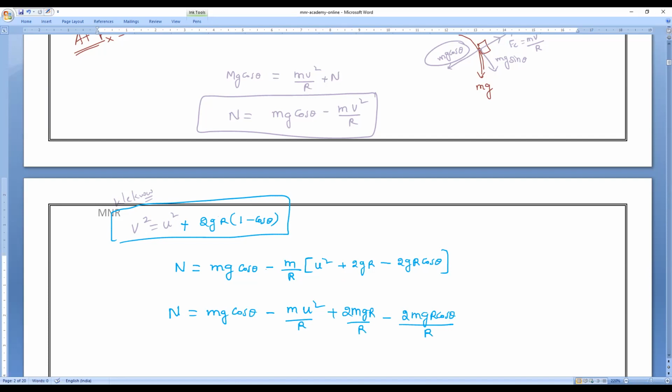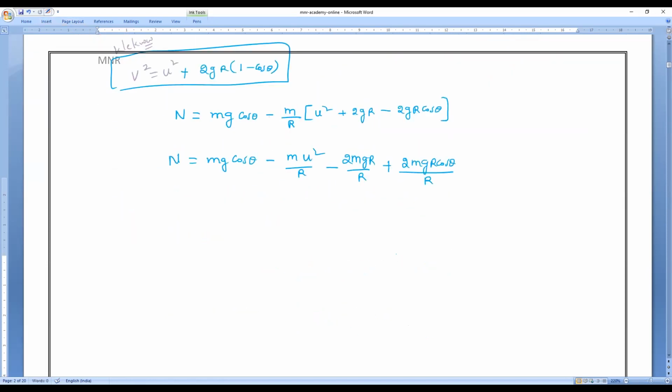But something I made a mistake. Minus into plus is minus, but minus into minus is plus here. So that is the mistake I have done. So now that's all. Answer is over. So we get the normal reaction. N is equal to, you can see, R will get cancelled everywhere.